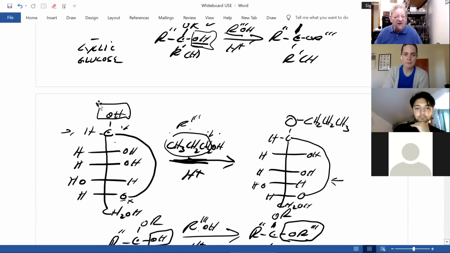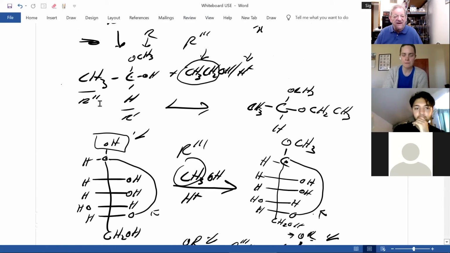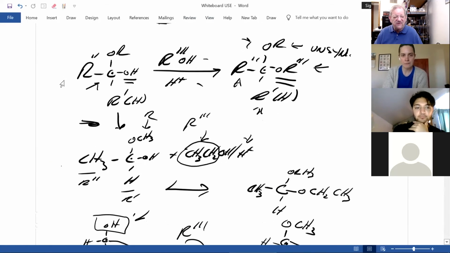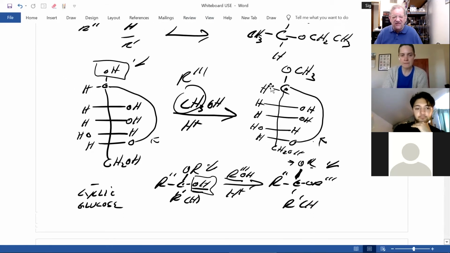And that's all because this happens to make the cyclic form right here. And no, we don't use regular alcohols. The other alcohol is another glucose molecule. So that's where it all comes together. And don't you have to take your hat off to Mother Nature for being one heck of an organic chemist to come up with all this?